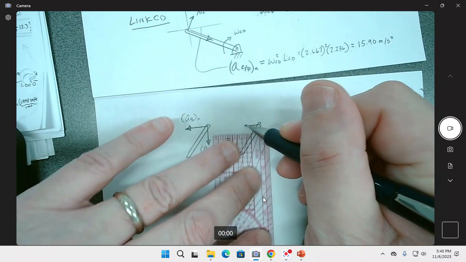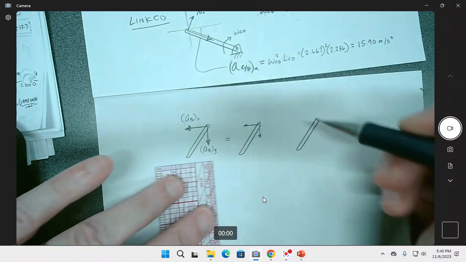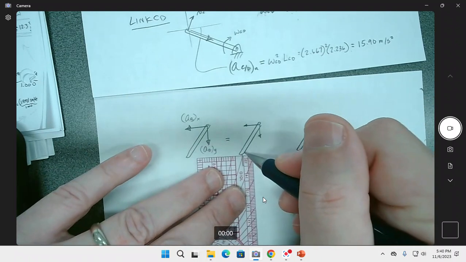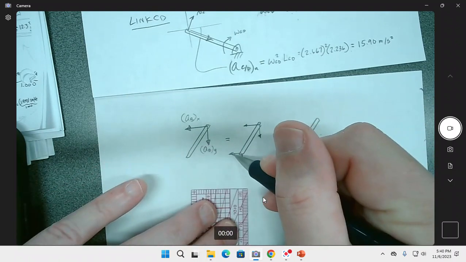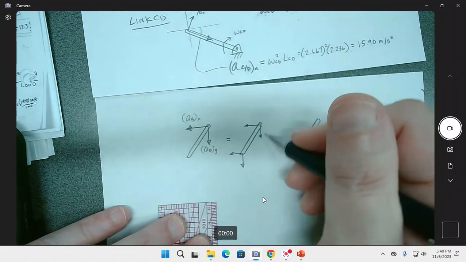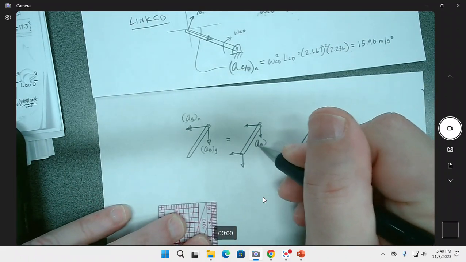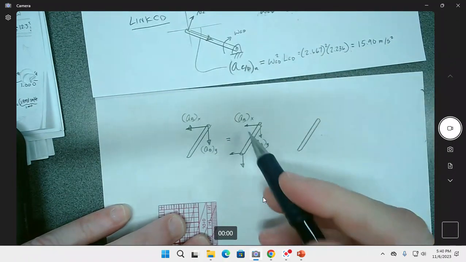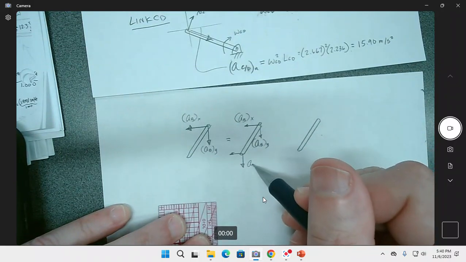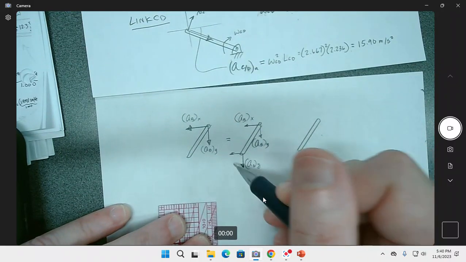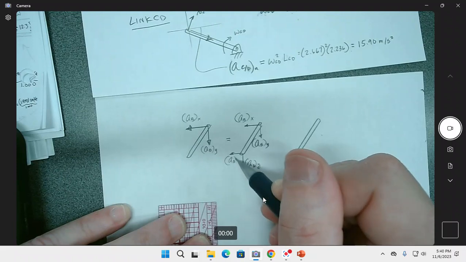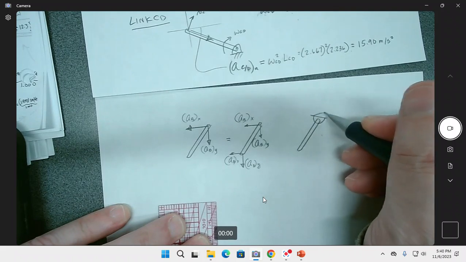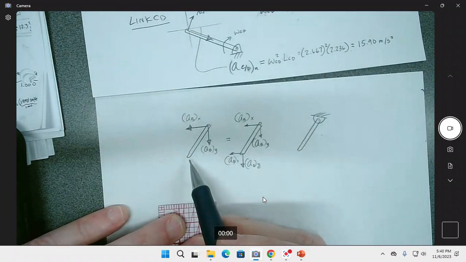I probably should have drawn this whole thing a little bigger. It would have been nice not to have things run into each other. There's no real reason to label that one, but I'm trying to be thorough. This is the one I know fully, so that's going to be my reference. And this is the one I want to find out.